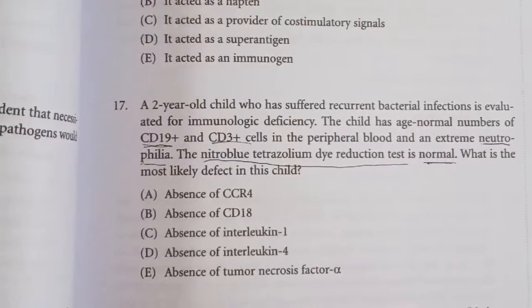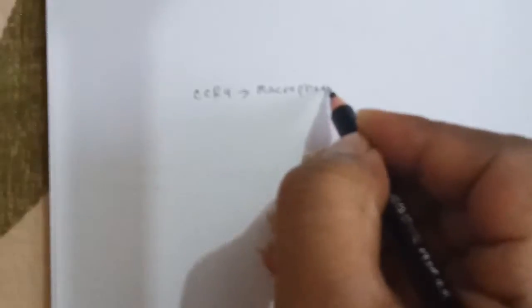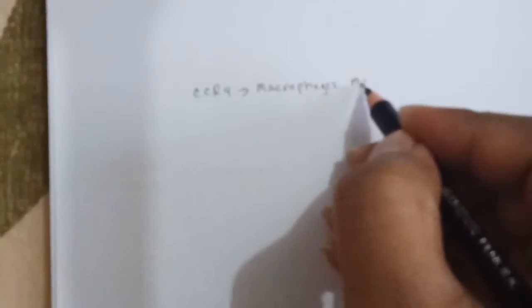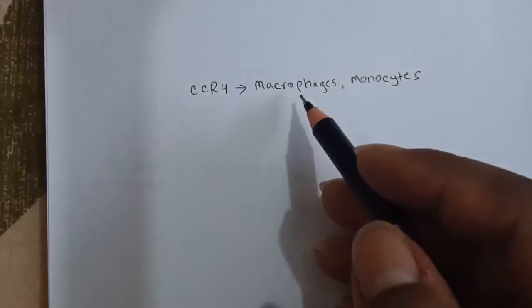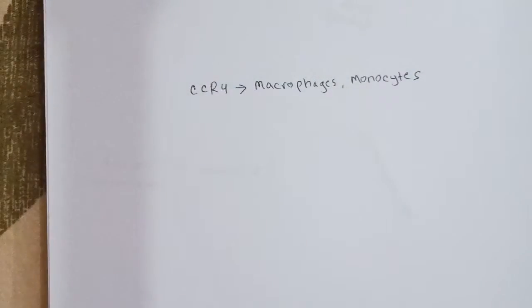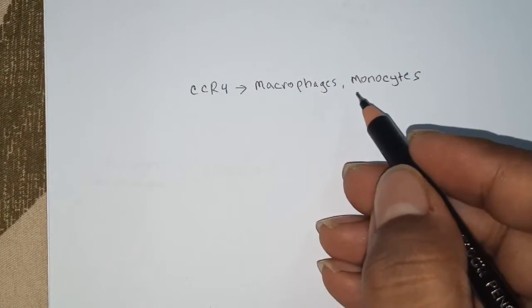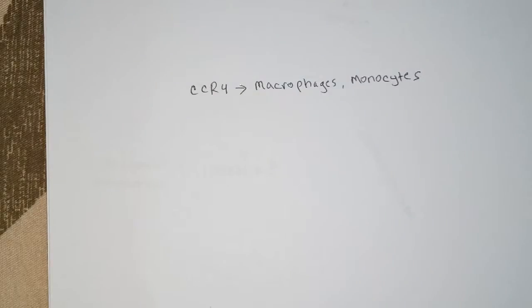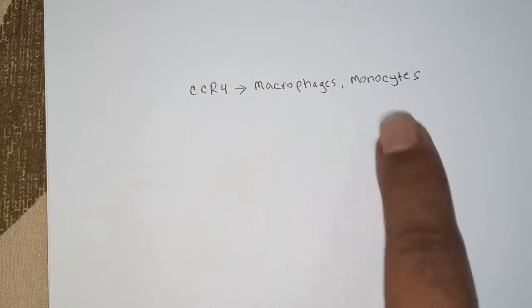What is the most likely defect they are talking about? Okay, let's talk about this thing. CCR4 is located on the macrophages and on monocytes. So if there is an absence of CCR4, what will happen? An absence of CCR4 would imply there would be an extravasation problem of the macrophages and monocytes.